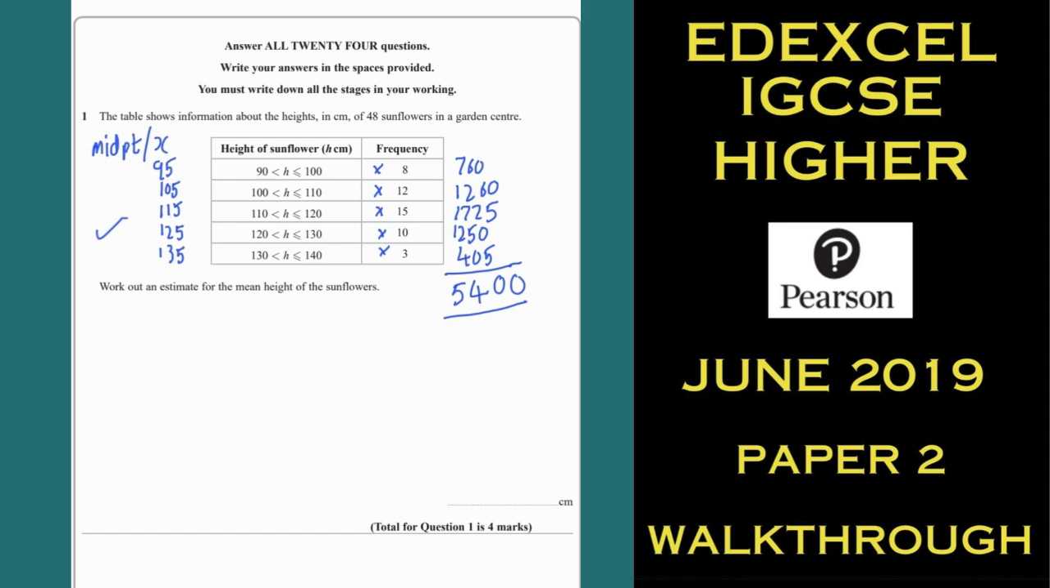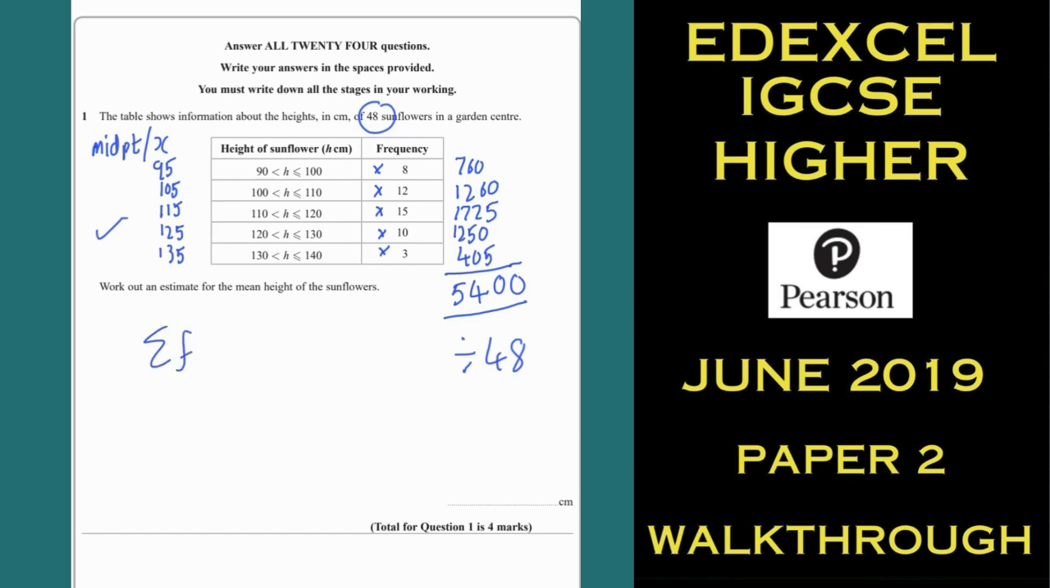And if they ever ask you a follow-up question, something like, explain why your answer is an estimate, then you say, because we're assuming they're evenly spread in each group, a little bit like a histogram. But the idea is midpoints multiplied by frequencies is your second job. Add them all up to get your total. Sometimes they tell you how many things are in the data, sometimes they don't. If they didn't, add up your frequencies.